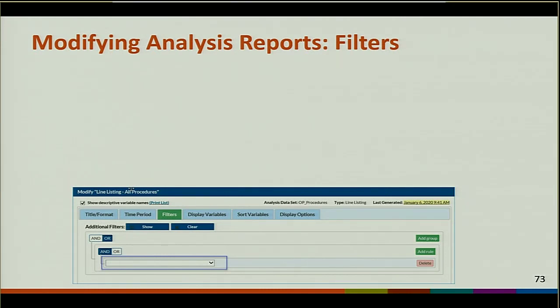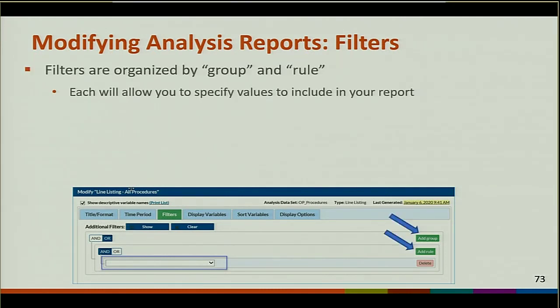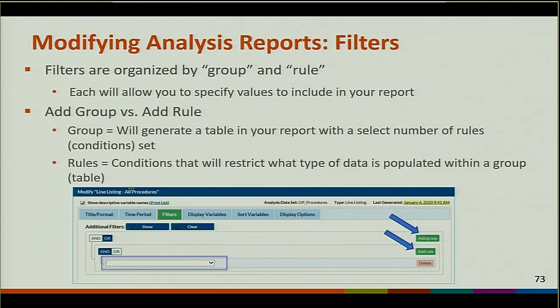The next step is our filters. Filters are set up by groups and rules. Each will allow you to specify values to include in your report. A group is something that will generate a table in your report with a select number of rules or conditions set. Rules are conditions that will restrict what type of data is populated within a group or a table. So simply, a group is your table and rules are your variables or factors that are going to be conditioned within that table.